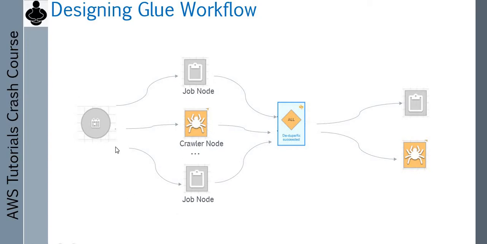Or for instance, let's start from here. So here I'm starting based on probably the schedule. So let's suppose this is the beginning of the workflow. I'm starting my trigger based on schedule, and then I said, you know what, when my workflow starts, I want to run 3 nodes in parallel. So one node can run the job, another can run a crawler, and the third can run a job again. So these 3 will run in parallel.